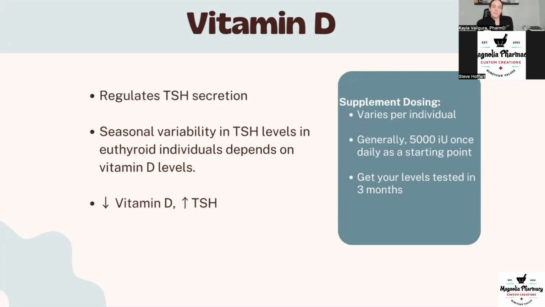And so supplement dosing for vitamin D does vary per individual. Generally, the starting dose is 5,000 units once daily as a starting point. And then we do recommend that you follow up with your doctor and get your levels checked after 3 months of supplementing with vitamin D, because you may need more, you may need less, just to get a more personalized approach here.